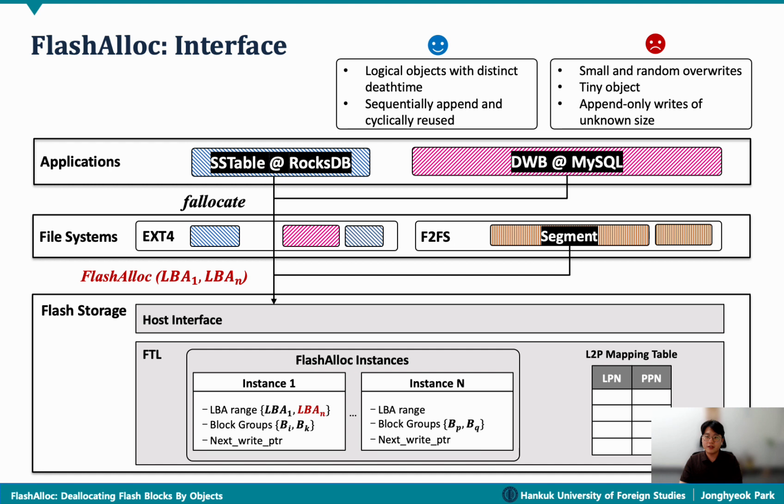A host application can pass the object's logical allocation range to storage using the FlashAlloc command. Upon receiving a FlashAlloc command, the flash storage creates its corresponding FlashAlloc instance. It then secures one or more entirely clean flash blocks to separate the writes specific to that instance into those dedicated blocks. When multiple blocks are allocated for an instance, the data corresponding to that instance will be striped across the channels to enhance the bandwidth.